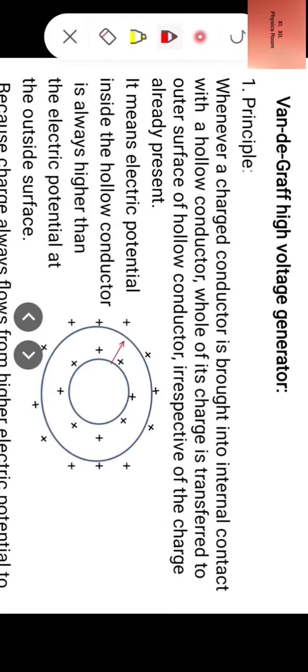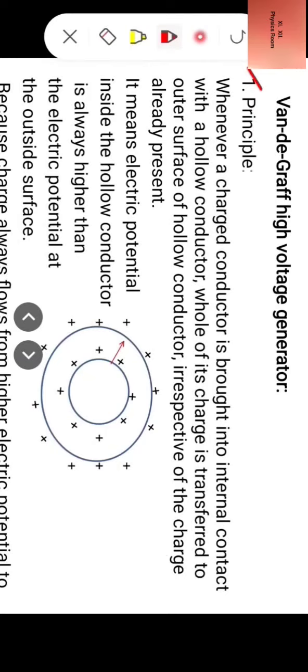First we take up the Van de Graaff high voltage generator. Point by point we will proceed. First, principle. Whenever a charged conductor is brought into internal contact with a hollow conductor, whole of its charge is transferred to the outer surface of the hollow conductor, irrespective of the charge already present.